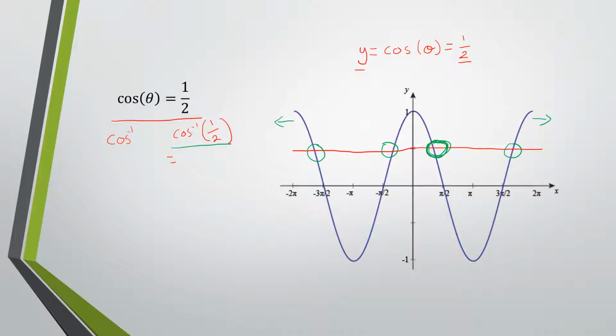Now that's not feasible to list infinitely many solutions. So what we do instead is that we need to be given a given domain. And once we have a specific domain, for example, if we knew we were just interested in values between 0 and 2 pi, then we would just be looking at these two values here and here.